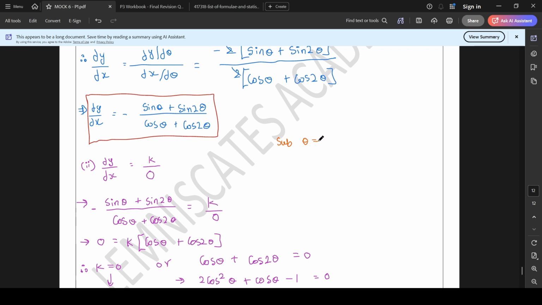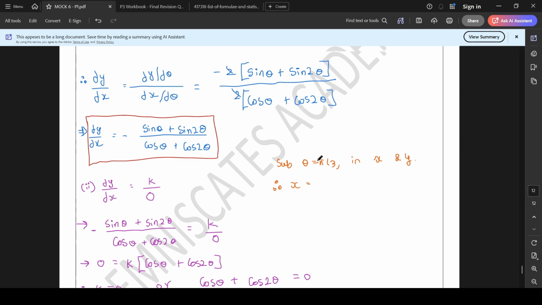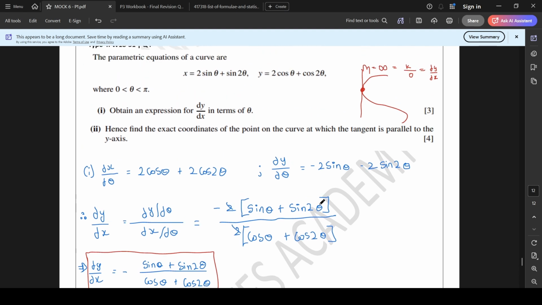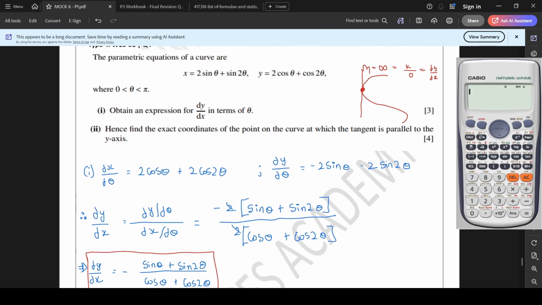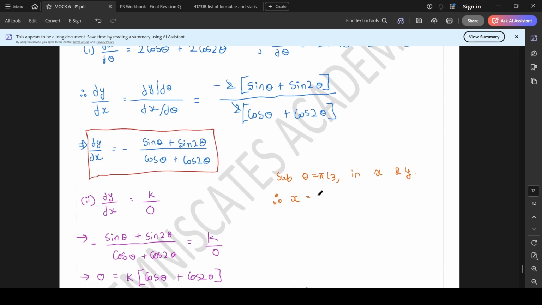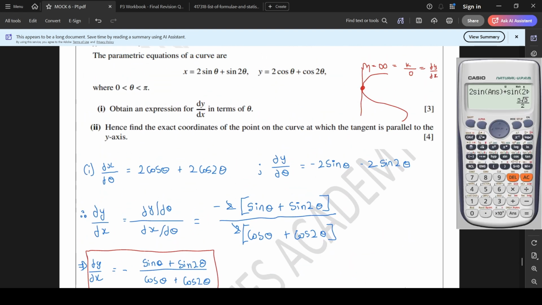Substitute theta is equal to pi by 3 in x and y. Therefore, the coordinate x will become 2 sine pi by 3 plus sine 2 pi by 3. This comes out to be 3 root 3 over 2, 3 square root of 3 over 2. And y comes out to be what? Let's go ahead and check it.